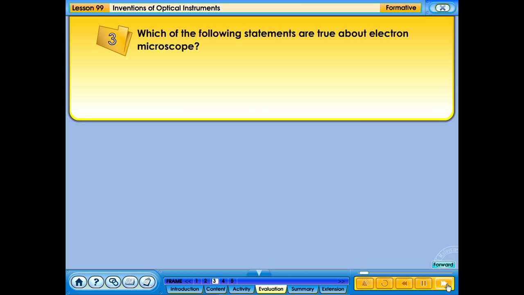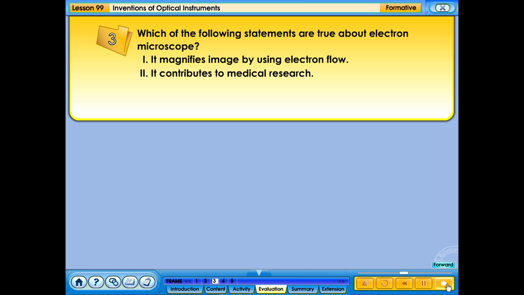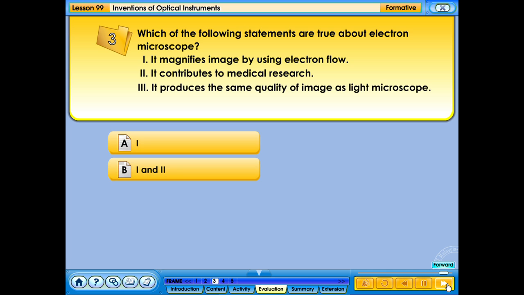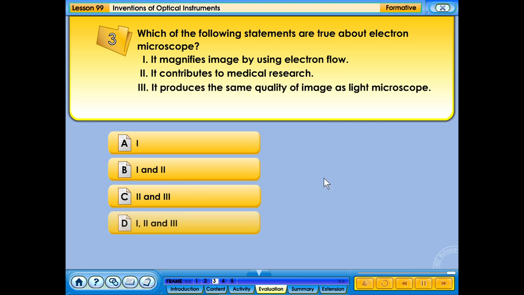Which of the following statements are true about electron microscope? 1. It magnifies image by using electron flow. 2. It contributes to medical research. 3. It produces the same quality of image as light microscope. Your answer is correct.